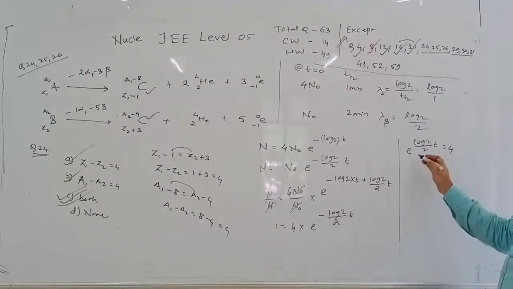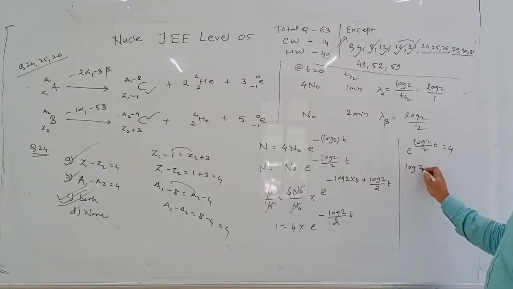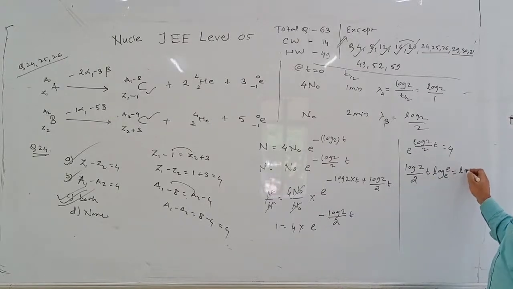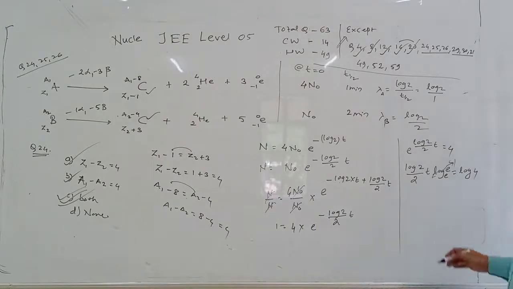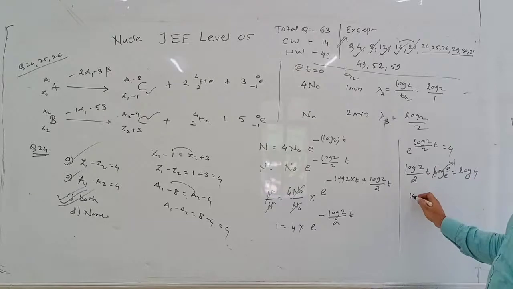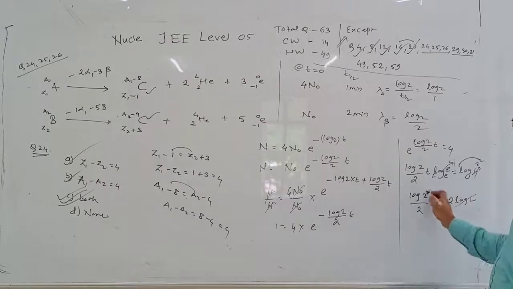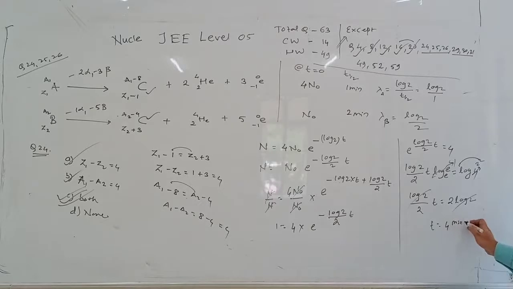Taking log of both the sides, it will become log 2 upon 2 into t log e base e is equal to log of 4. Log e base e becomes 1. Now we get the time from here. This is log 4. We can write that log 4 as 2 to the power 2. This 2 can be removed as power of index, which is 2 log 2. Log 2 will get cancelled. From here t is equal to 4 minutes.